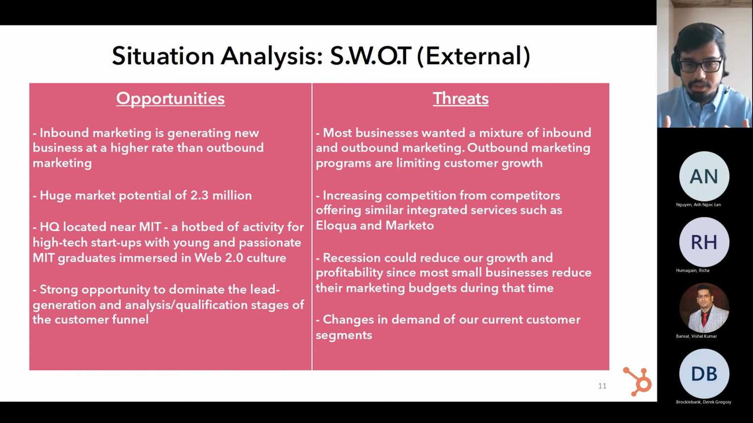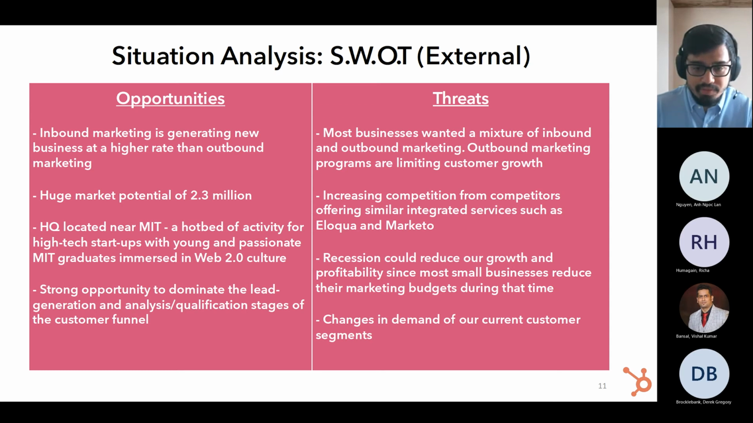And we have a strong opportunity to dominate the lead generation and analysis or qualification stages of the customer funnel, just as Salesforce.com dominated the stage devoted to closing sales. For threats, most businesses, including our customers, wanted a mixture of inbound and outbound marketing. Since we only offer inbound marketing programs, we're limiting our growth by having customers use our competitors' outbound marketing programs.